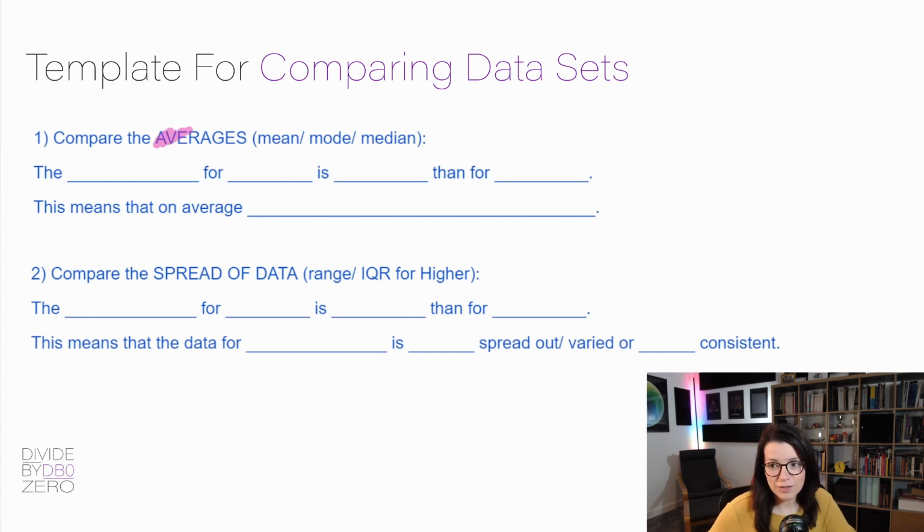If we look at the averages one first, the template shows us that we're going to fill in the blanks. So for example, the mean for X is greater than the mean for Y. This means that on average, and then we're going to make a comment in the context of the question. If we have a look at the second part about the spread of data, again, we're going to fill in the blanks and make sure we're answering the question. I think this template will make a lot more sense with some examples, so let's have a look.